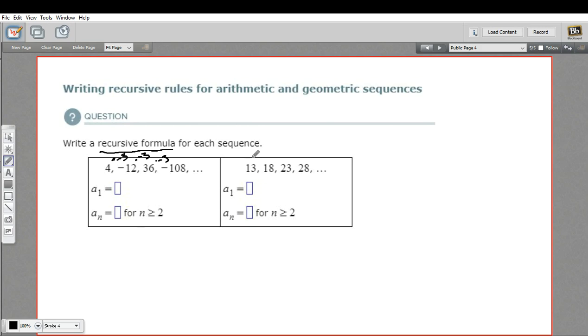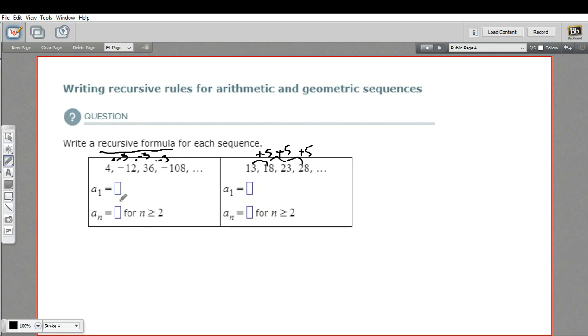How about this sequence? We've got 13 to 18 to 23 to 28. Okay, so this one, it looks like we're adding 5 each time. Yep, that checks out. Okay, so we've got one geometric sequence and one arithmetic sequence. Now let's work on writing a recursive formula.